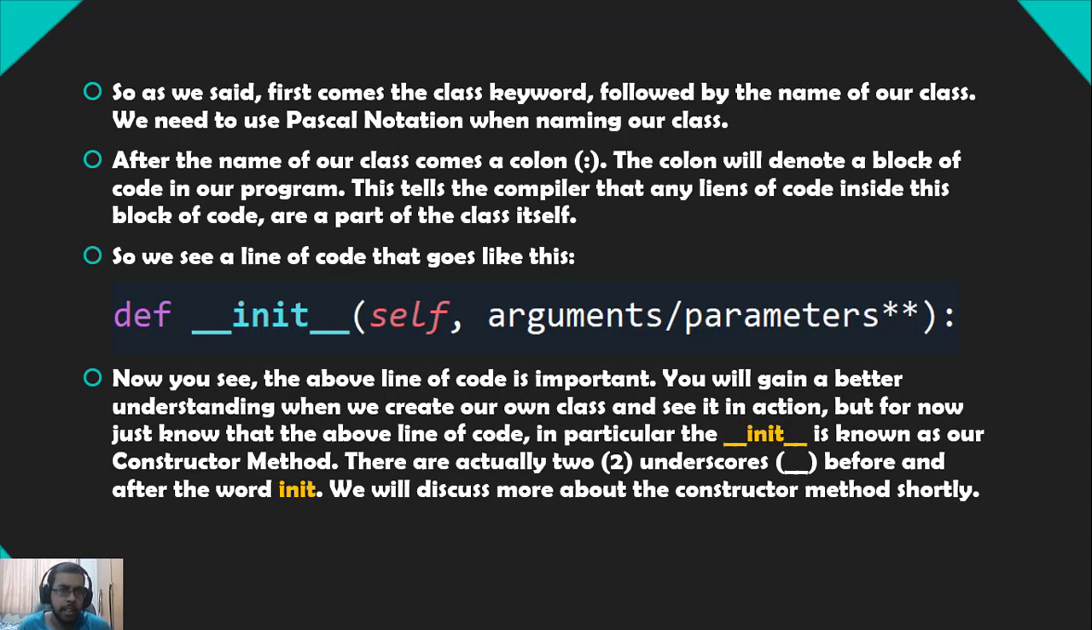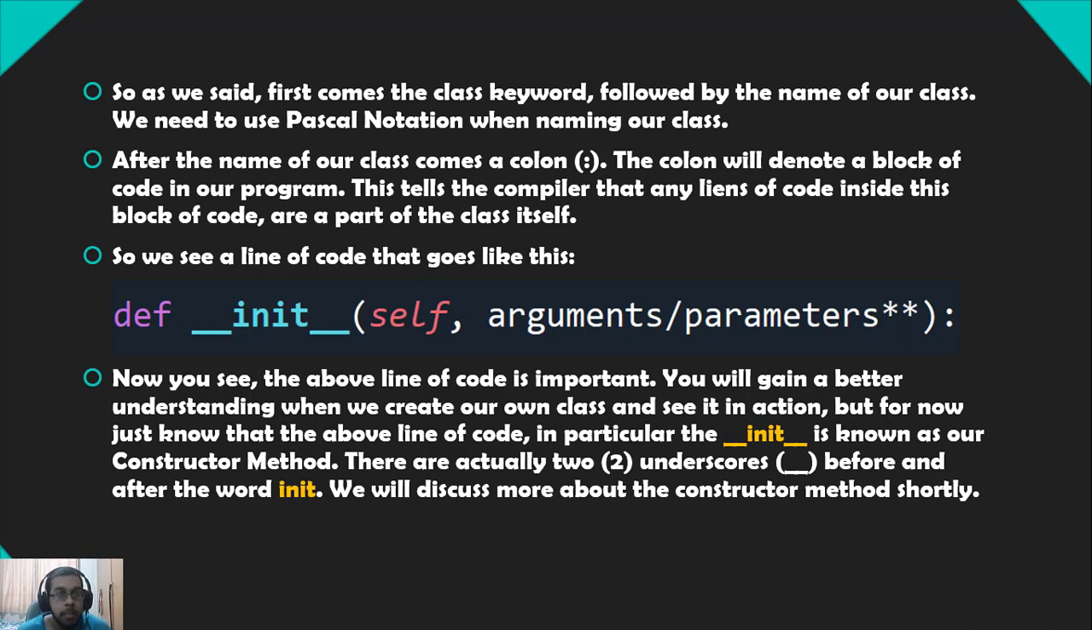So, as we said, first comes the class keyword, followed by the name of our class. We need to use Pascal notation when naming our class. After the name of our class comes a colon. The colon will denote a block of code in our program. This tells the compiler that any lines of code inside this block of code are a part of the class itself. So, we see a line of code that goes like this: define init, self, arguments, and parameters.